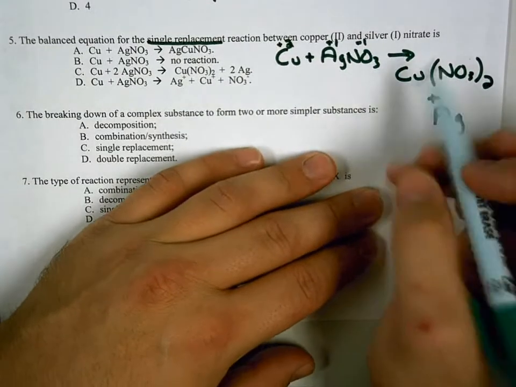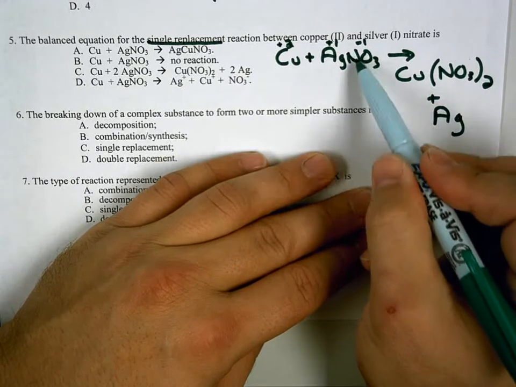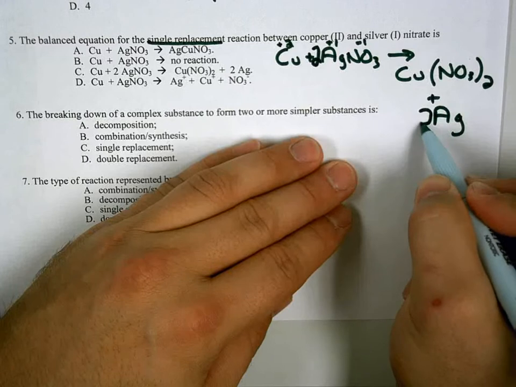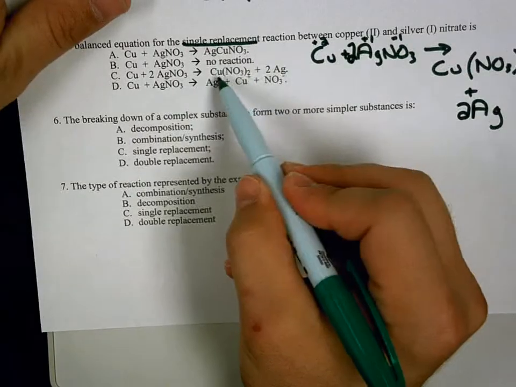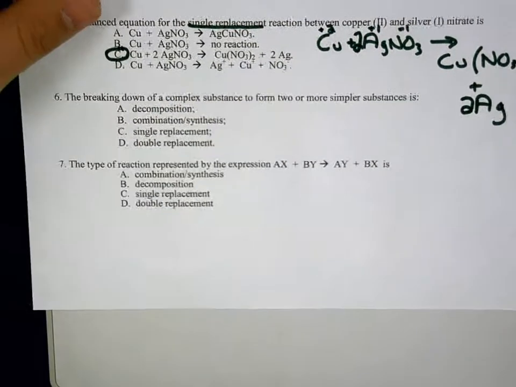Okay, now to balance this, it looks like we have 1 copper, 1 silver, 1 silver, 1 NO3, 2 NO3s. We're going to need a 2 here and then a 2 here. And it looks like the products are going to be Cu(NO3)2 plus 2Ag. This looks like reaction C there.